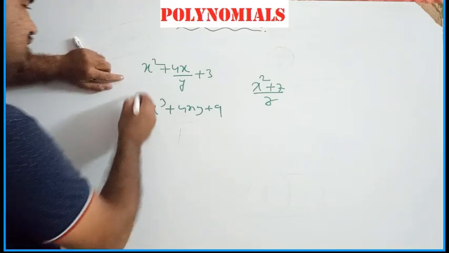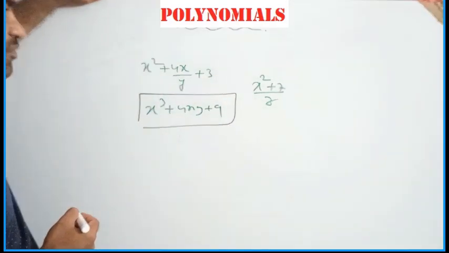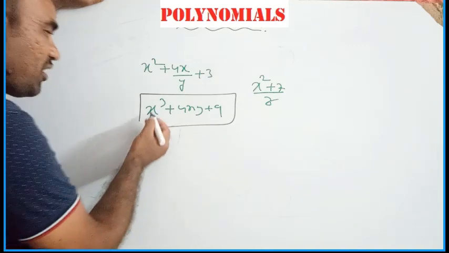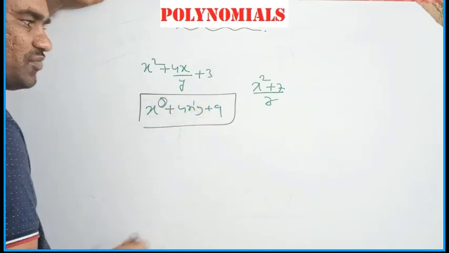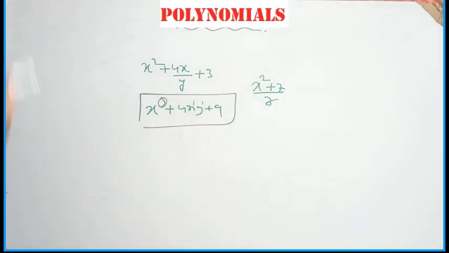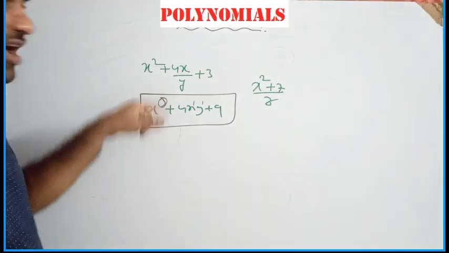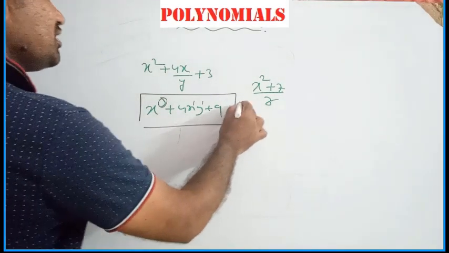See this example. Here two variables are involved, namely x and y. The power of this variable is 3. The power of this variable is 1. The power of this variable is 1. We only need to see the powers of variables. So all are non-negative integers. All are whole numbers. So we can call this a polynomial.